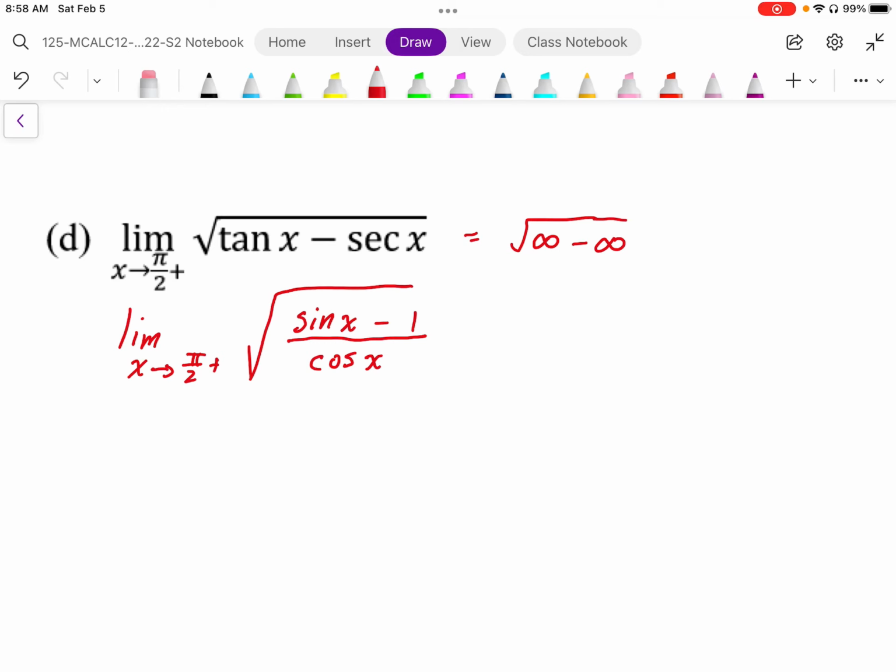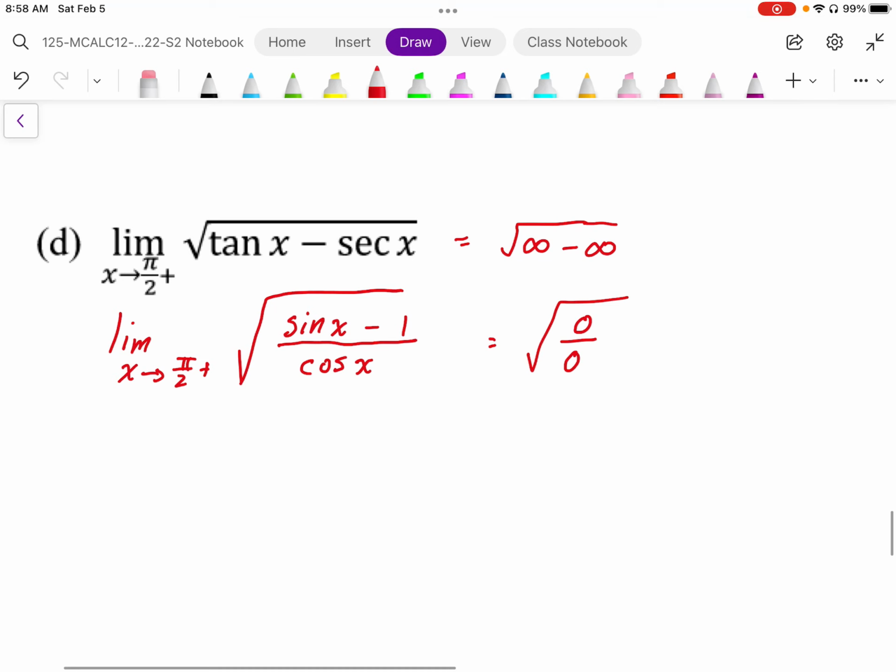So now we're going to test this out. We plug this in. We're going to end up with the square root of 1 minus 1, which is 0. And the square root of the cosine of pi over 2 is 0 as well. So there's our 0 over 0.